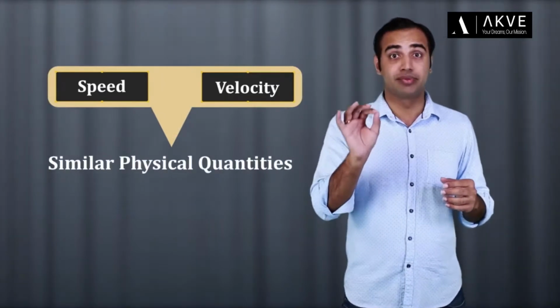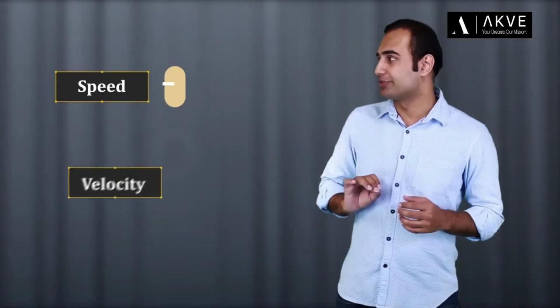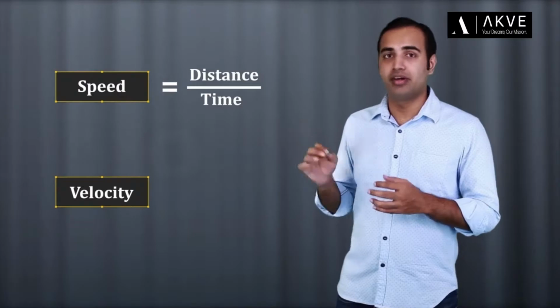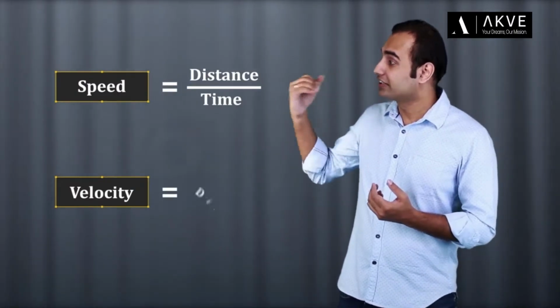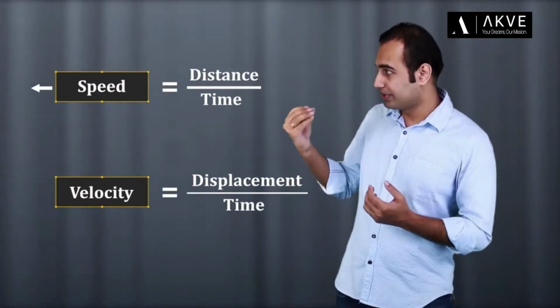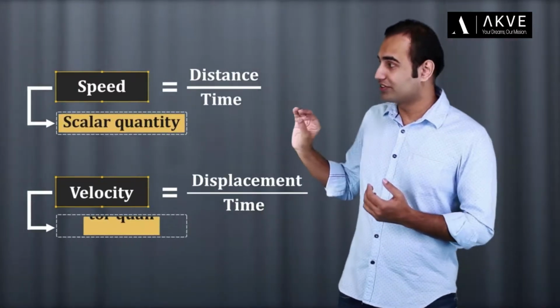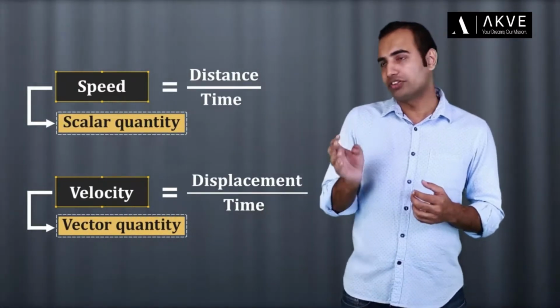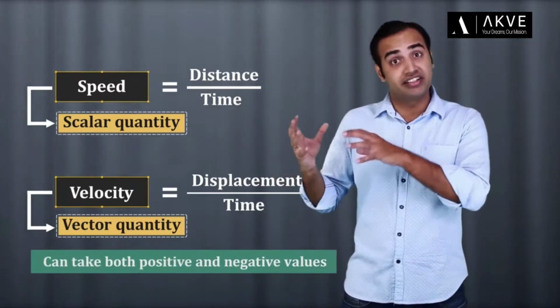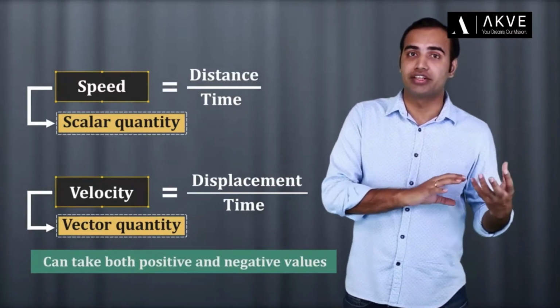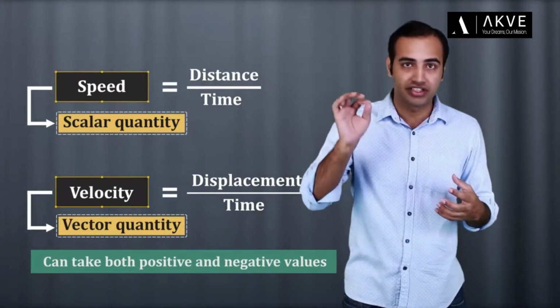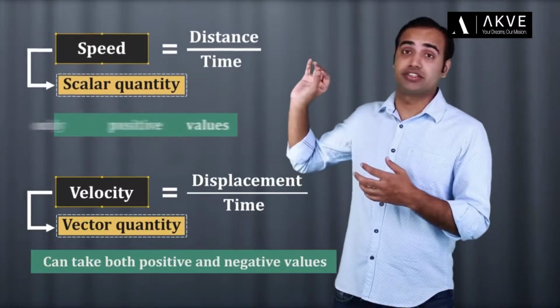Now, as you already know, speed and velocity are similar physical quantities. We define speed as distance divided by time, while we define velocity as displacement divided by time. Speed is a scalar quantity, while velocity is a vector quantity. Velocity being a vector quantity means that it can take both positive and negative values depending on the sign convention that we choose. But that is not the case for speed.